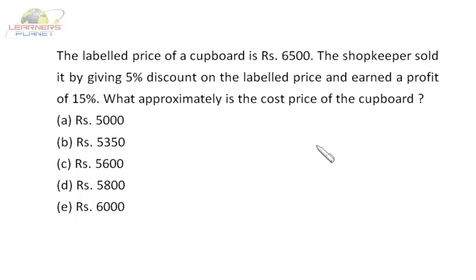Now let's say this question. The labeled price of a cupboard is 6,500. The shopkeeper sold it by giving 5% discount on the labeled price and earned a profit of 15%. Now let's assume the cost price to be X. Since he is earning a profit of 15%, the selling price must be 115% of X, or we can say it is 1.15X.